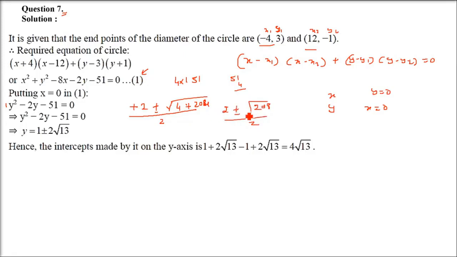So I hope you'll be able to do it. Let me just tell you how this 208 you are going to do it. It's basically 13 into 4 into 4. And this 4 into 4, we know that the 4 into 4 can be taken as 2 and 2 out because it is under root.